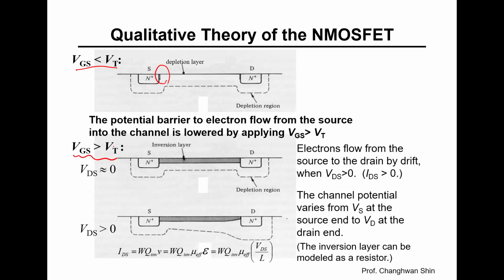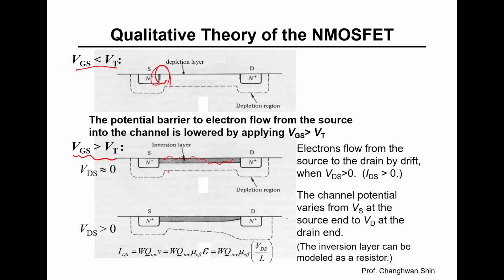Once gate voltage exceeds the threshold voltage, the source to channel potential barrier can be lowered enough, creating an inversion layer or channel, as indicated here, which allows electrons to flow from source to drain. So this is like relaxing your grip on that garden hose. Water can now flow. The intensity of the flow depends on how much you loosen your grip, okay? How much VGS exceeds VT.